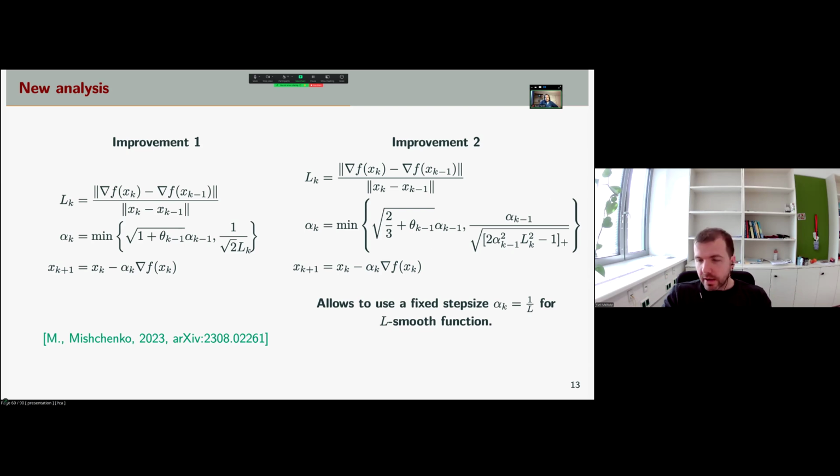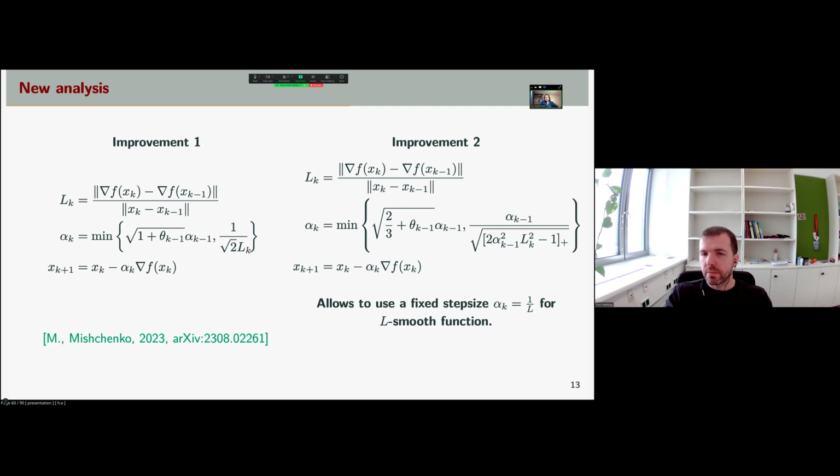I understand that it's still not clear from this update why it is possible, but you can show that yes, this notation means that it's a maximum of this quantity and 0, because we take a square root, so it cannot be negative. But this allows us to use fixed steps of 1 over L. So we have all the previous analysis and so on.